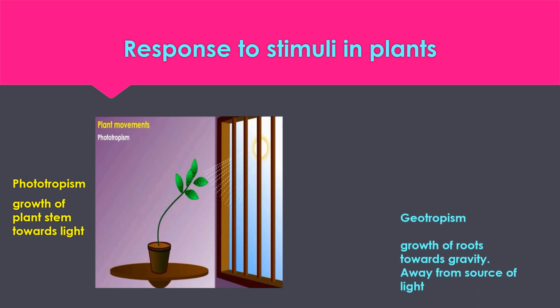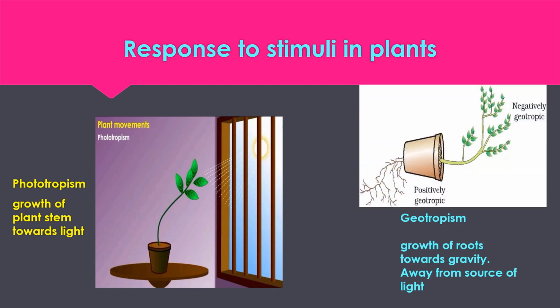Geotropism is the growth of roots towards gravity away from source of light. Here, gravity is the stimulus and growing of roots towards gravity is the response, which is known as positive geotropism, and movement of the stem or the shoot system away from the gravity is known as the negative geotropism.